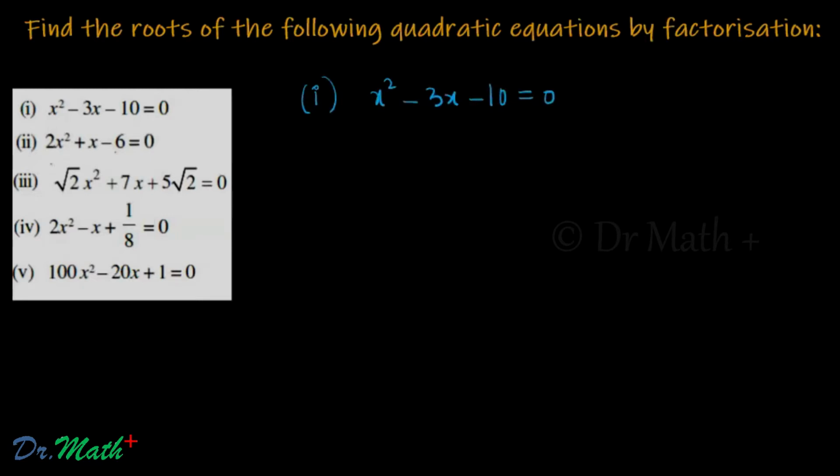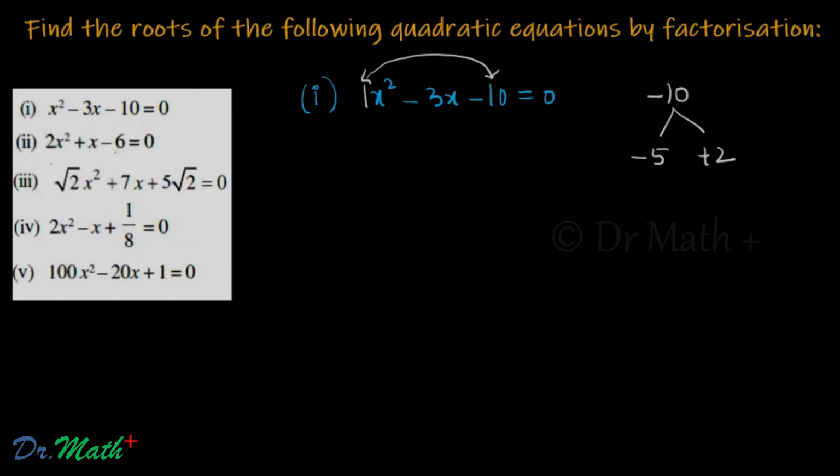And here you can very clearly see that the coefficient of x square is 1. So 1 into the constant number minus 10 would give you minus 10. Now we'll have to split this minus 10 in two parts such a way that the sum of them will give you minus 3 and the product will give you minus 10. So let me split it as minus 5 and plus 2. Minus 5 into plus 2 will give you minus 10, but minus 5 and plus 2 will give you minus 3.